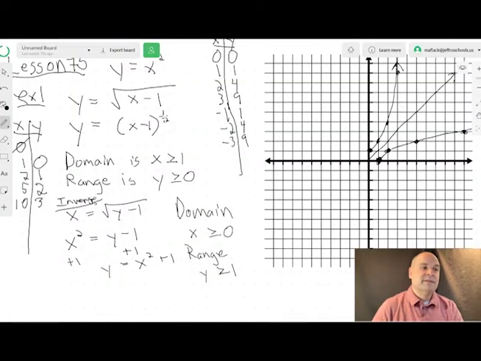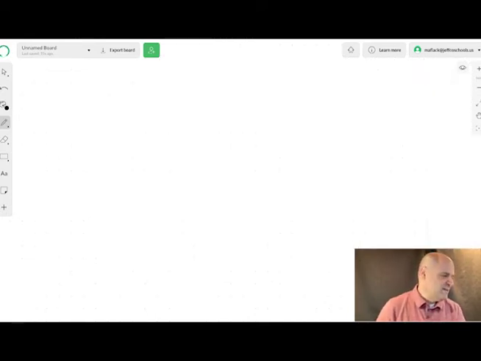Okay, so that's example 1. There is a B part to example 1, so let's move on to B of example 1. Graph the square root function and its inverse. So here's what the square root function looks like.